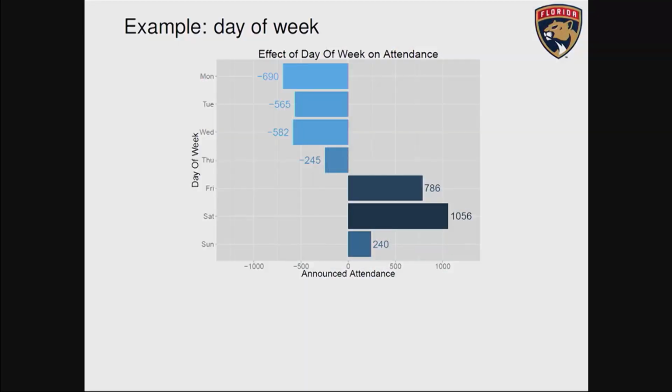And so let's get to some of the results. Here are the results for day of the week. What we have here is attendance along the bottom, and day of the week from Monday through Sunday along the side. This middle line right here is no change in attendance. The rectangles on this side indicate a negative change in attendance, and these right here indicate a positive change in attendance.